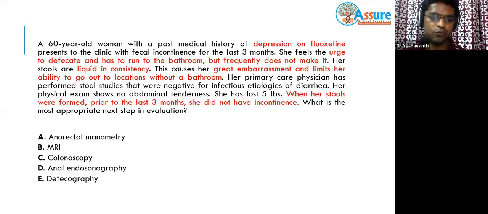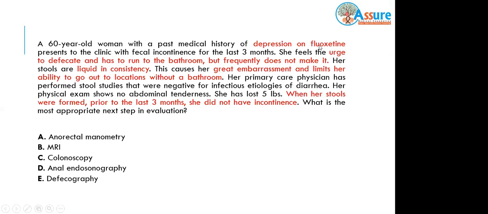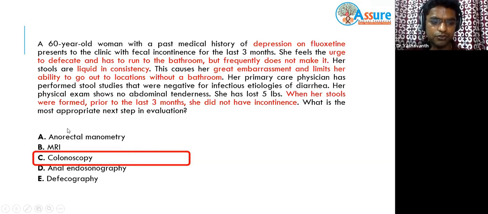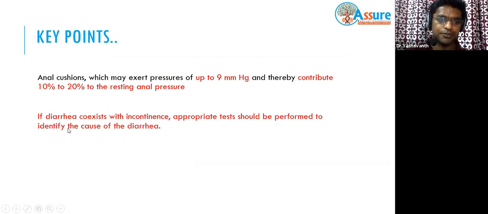You have to rule out what the diarrhea is due to, because something like fluoxetine or a long-term PPI causes lymphocytic or collagenous microscopic colitis, to use the broader term. So you have to rule that out, and you have to take a colonic biopsy. So colonoscopy and biopsy is the ideal option. And a few points which I wanted to tell: if diarrhea is coexistent, you have to perform tests and rule out what is the cause of the diarrhea.